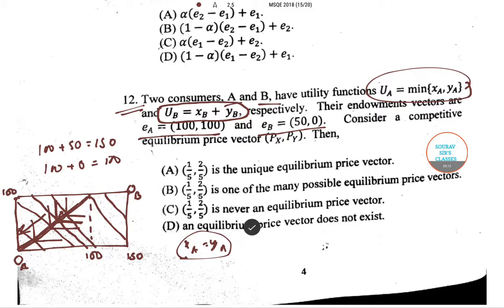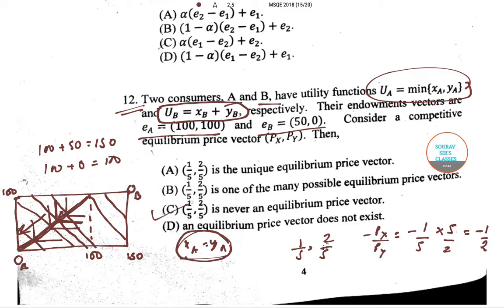So when Px, Py is given as 1/5, 2/5, the slope of the budget line, which is minus Px by Py, is nothing but minus of 1/5 into 5/2, which is equal to minus half. However, in order to get a Pareto optimal allocation of this fashion, we need the slope to be exactly equal to minus 1. Thus, this can never be an equilibrium price vector. Hence, option C.